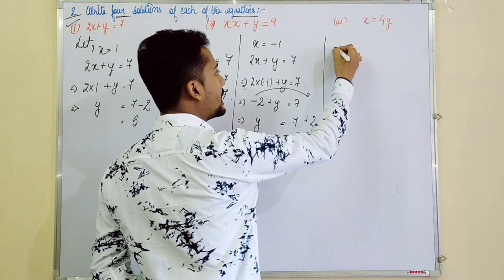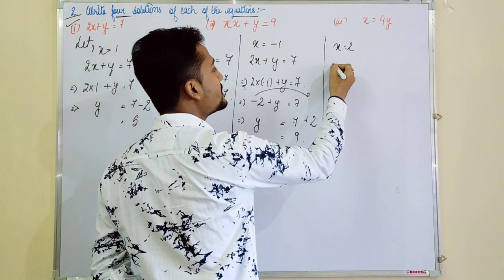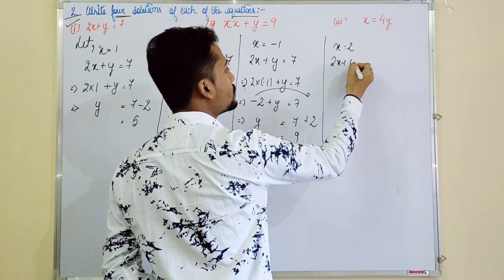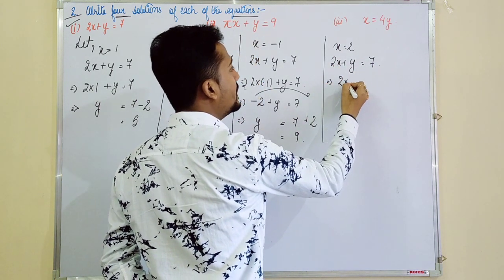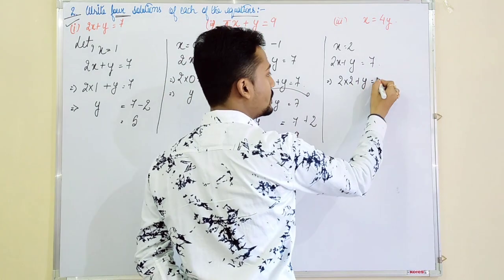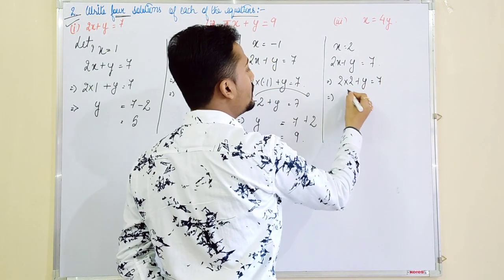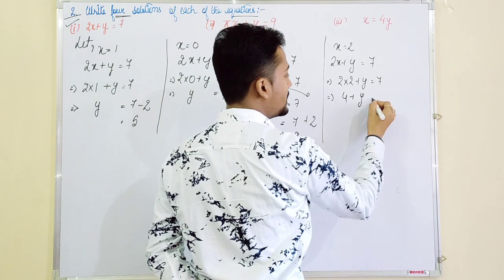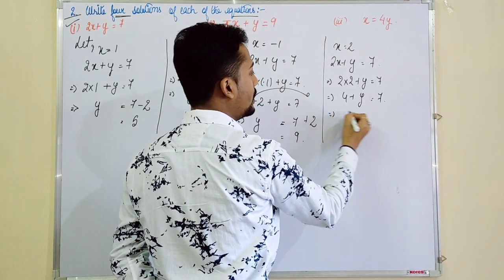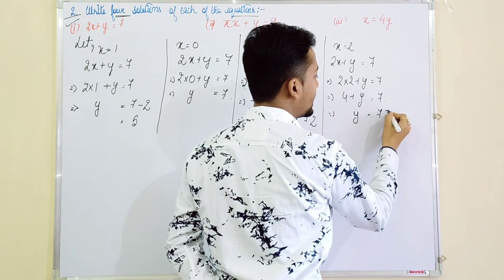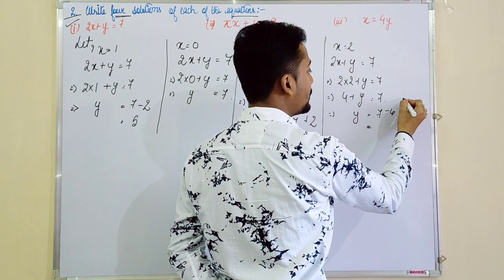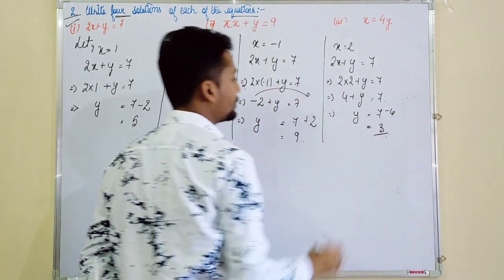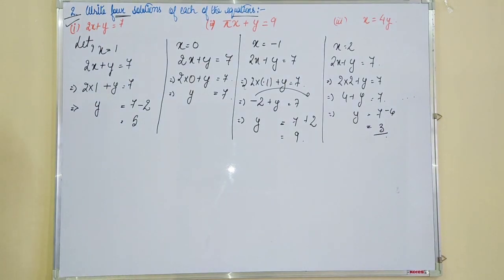Next we can take x is equal to 2. If we take x is equal to 2, then 2x plus y is equal to 7, or 2 into 2 plus y is equal to 7, or 2 2s are 4 plus y is equal to 7, or y is equal to 7 minus 4, which is equal to how much? 7 minus 4, 4, 5, 6, 7, 3. Okay. So these are the 4 solutions.